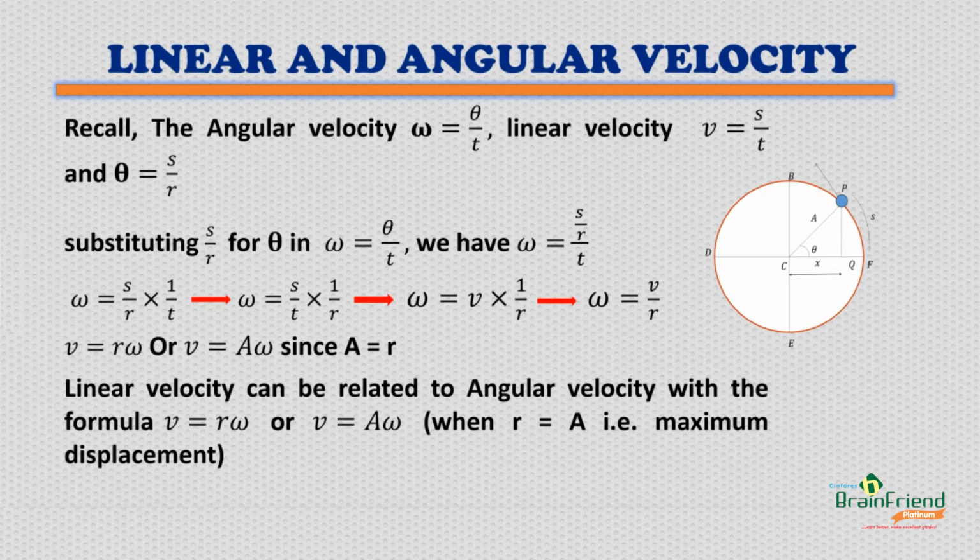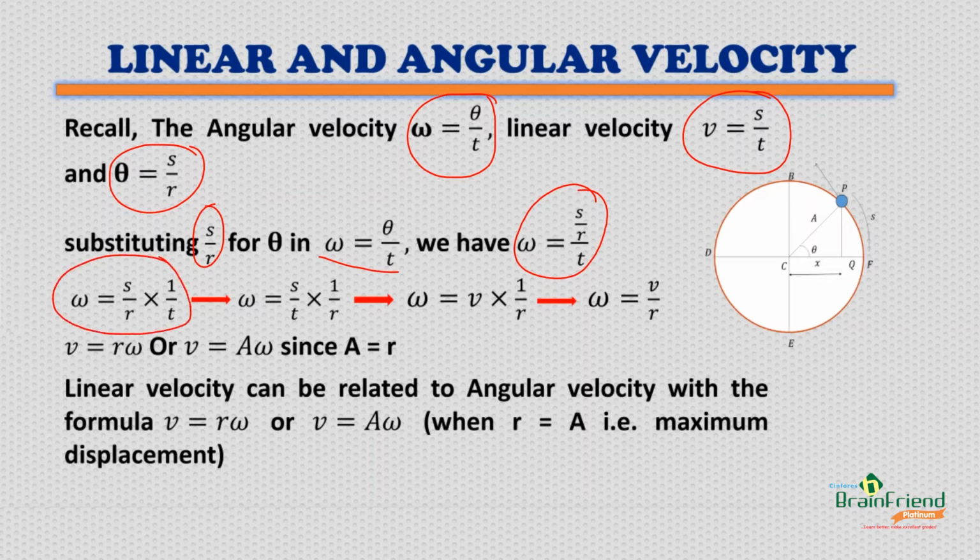Now, before we proceed, bear these formulas in mind. Omega is equal to theta over t, V is equal to x over t, and theta is equal to x over r. Substituting x over r for theta in this equation, omega equal to theta over t, we have omega equal to x over r over t. By simplification, this is the same thing as omega equal to x over r times 1 over t. Since r times t is also the same thing as t times r, this equation can also be written as omega equal to x over t times 1 over r.